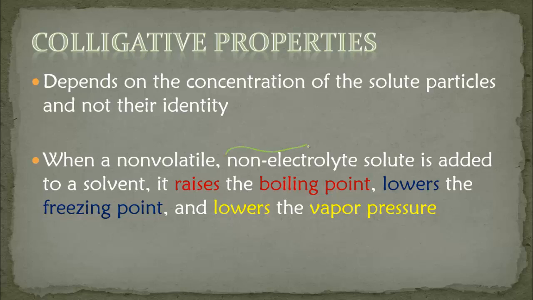Basically, non-electrolyte, it doesn't produce ions. So when you break it down, it's not going to have a lot of positive, negative, that it won't really carry a current through. Non-volatile, meaning it doesn't easily vaporize or turn into a gas.